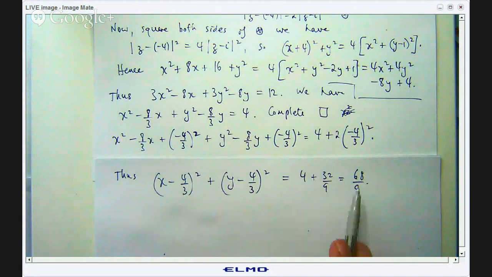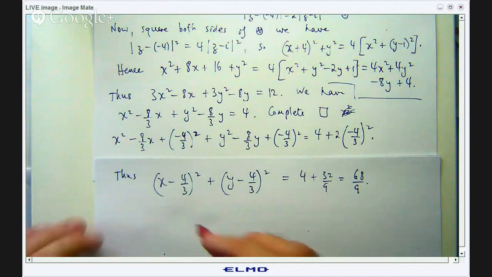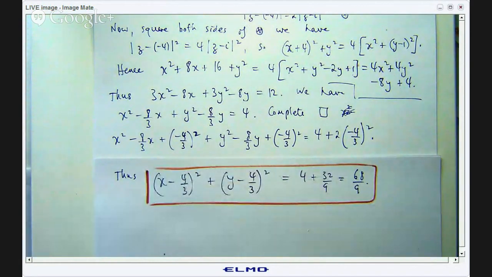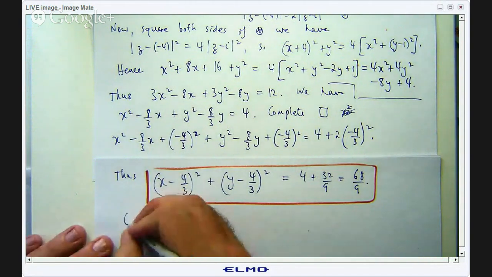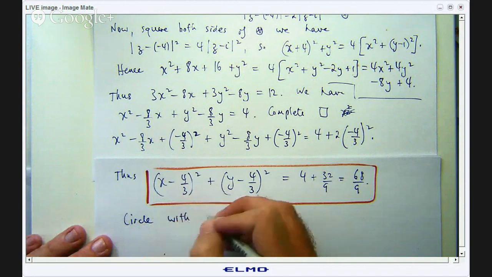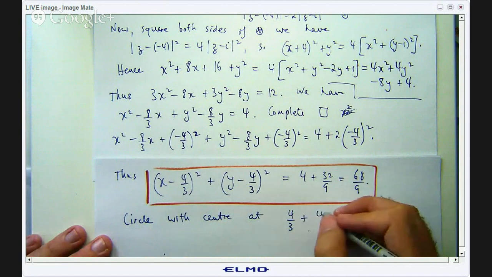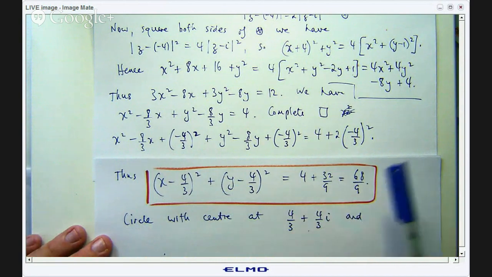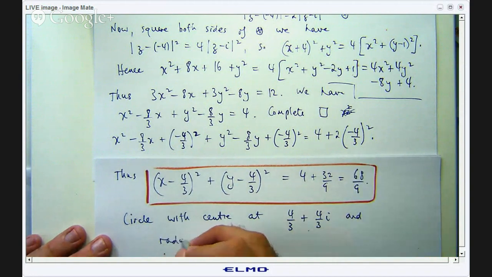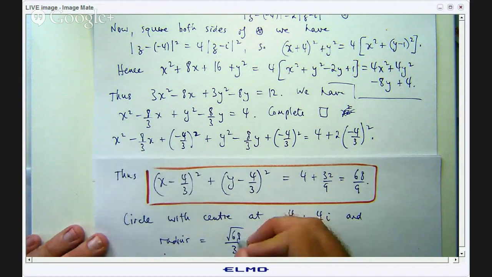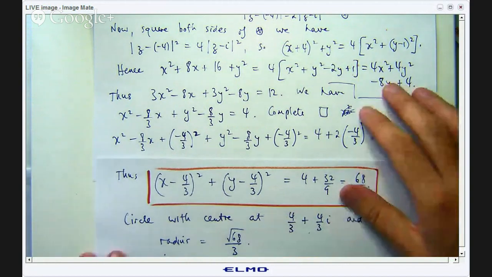Okay, so this now is a circle centered at 4 on 3 plus 4 on 3i. And with the radius, this will be the square of the radius, giving you this.